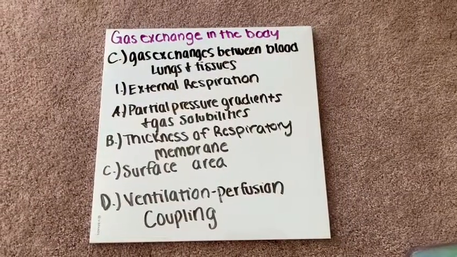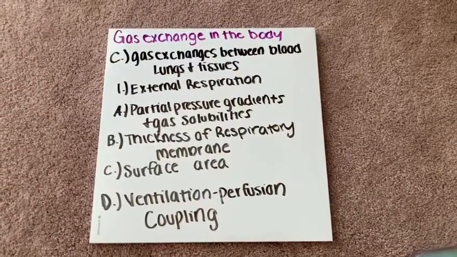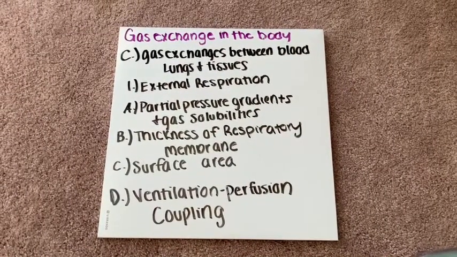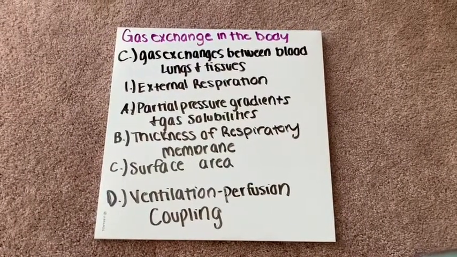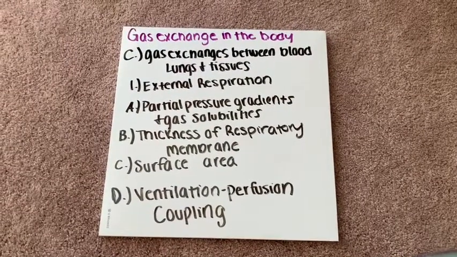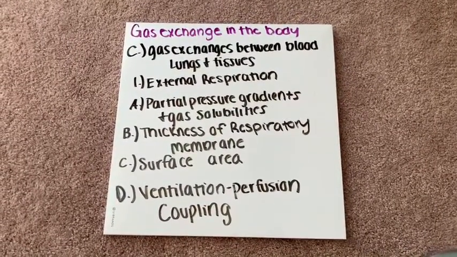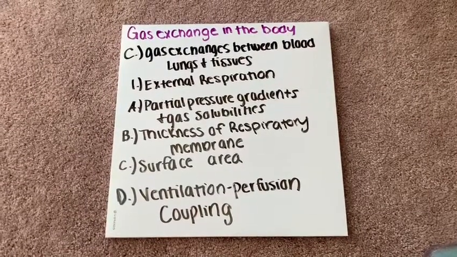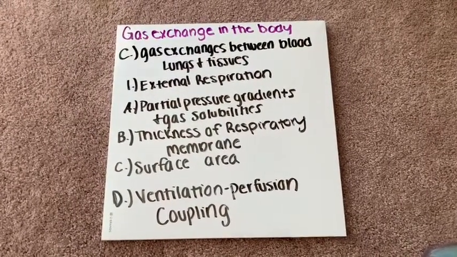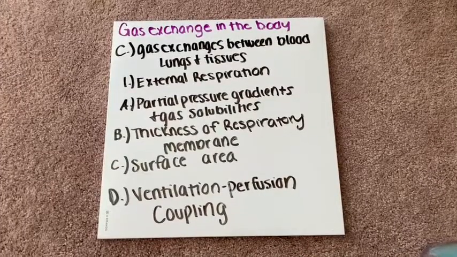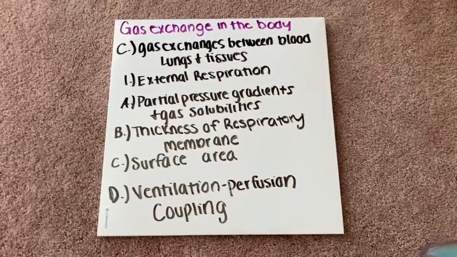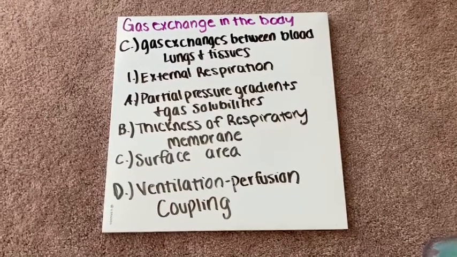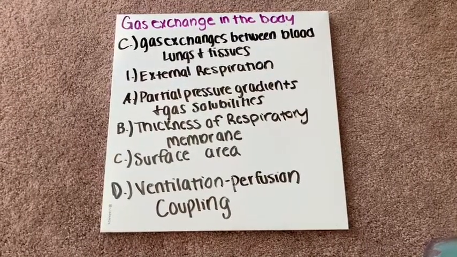Still on gas exchanges in the body, we are now on gas exchange between blood, lungs, and tissues. There are 4 parts to external respiration. The first being partial pressure gradients and gas solubilities. The partial pressure of O2 and CO2 drive the diffusion of gases across the respiratory membrane. Next, the thickness of the respiratory membrane is about 0.5 to 1 thick, and gas exchange is very efficient.